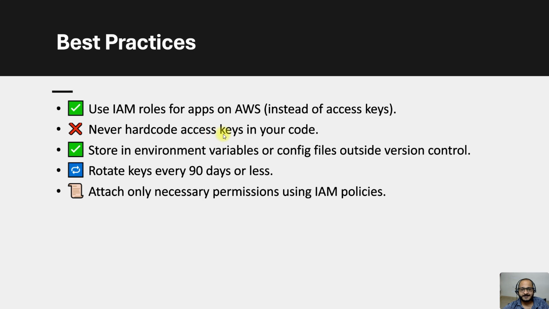Never hard code access keys in your code. While you are integrating or putting your access keys in your applications or in your code base, you should not hard code these values. Either you can use environment variables or you can create config files, and these values should not be present in a version control system. Like if you are using Azure Repos or CodeCommit or maybe Git, you should not check in those credentials, because if anybody gets these details, they can access AWS resources.